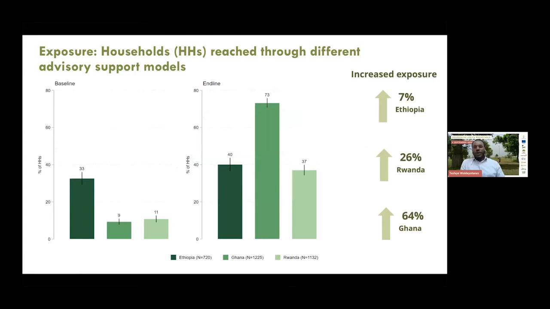How did the program perform in terms of reaching communities? To answer this question, we asked the households if they had received any training, information, or support in the last 4 years prior to the survey. As you can see from the graph, the exposure has significantly increased from baseline to endline, which is more in Ghana, around 64%, followed by Rwanda, and then not very much in Ethiopia. Next, please.